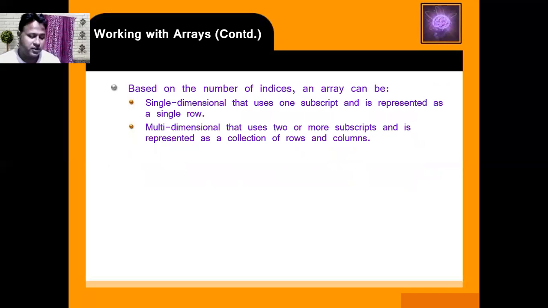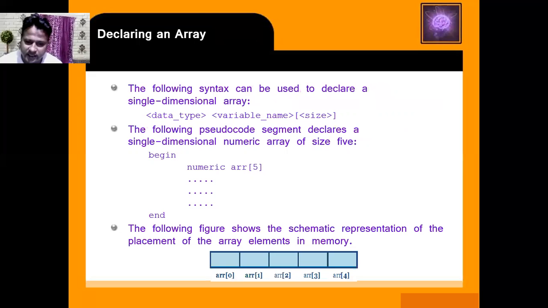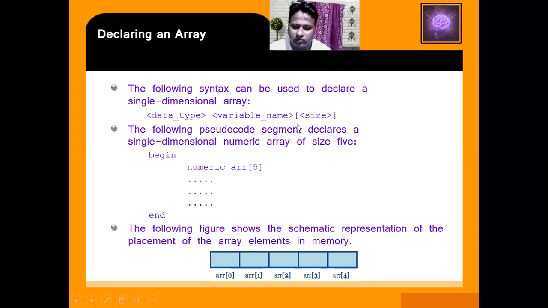Based upon the number of indices, an array can be of two types. One is the single dimension array, another is the multi-dimension array. In a single dimension array, here in a single memory location you can store more than one value. Okay, understood?